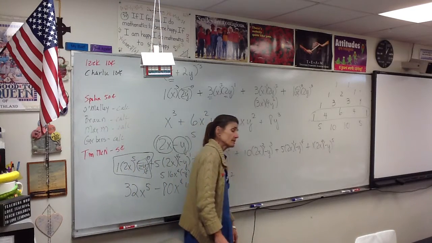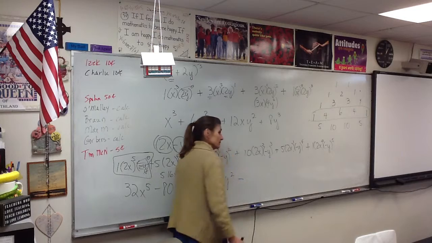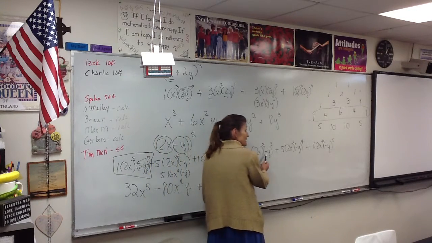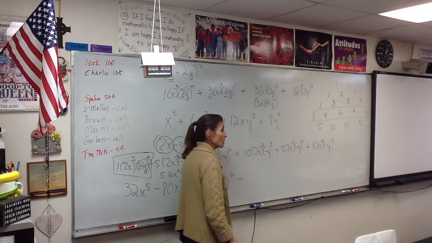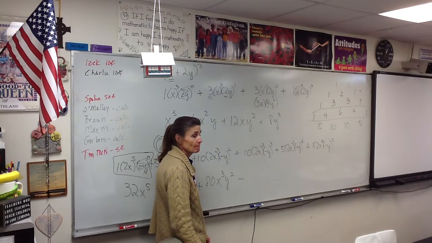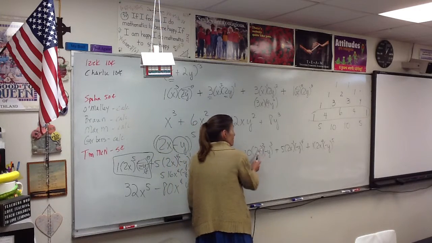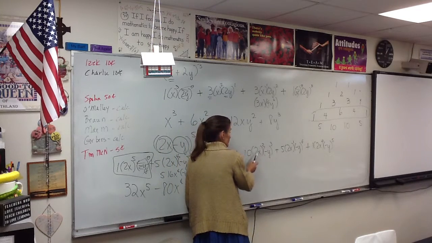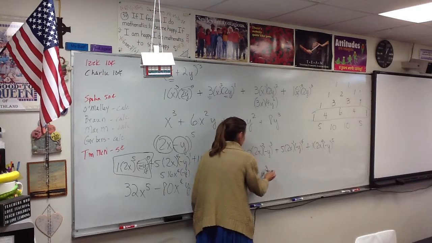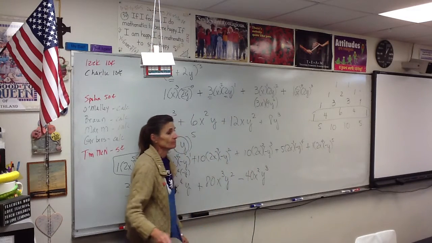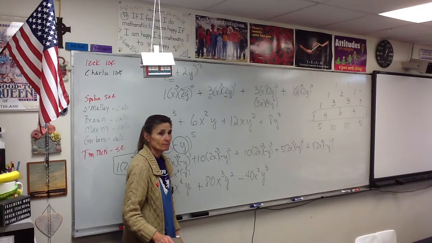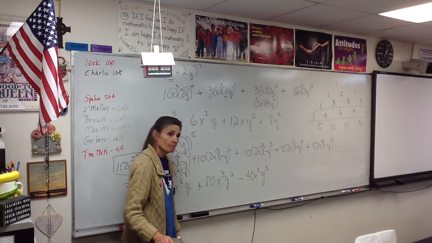Now watch it. The next term is going to be negative 40. Why is it negative? Because negative to the 3rd power is still negative, isn't it? This is a 4. 40x squared y cubed. There's a lot to this problem, but I'm confident you can do it.